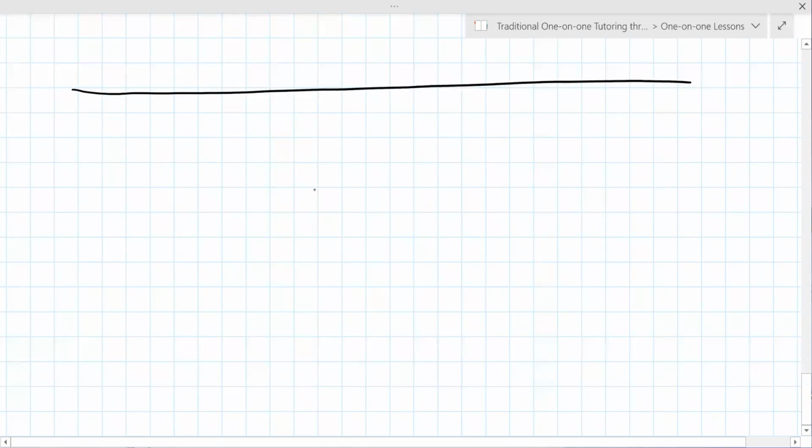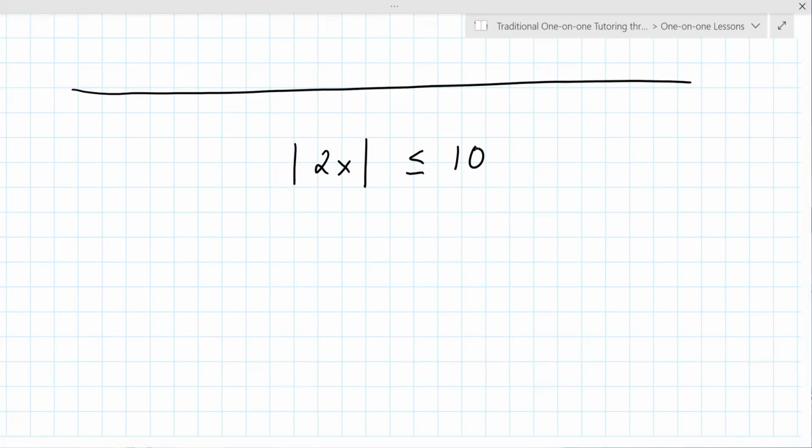All right. I want you to try a new problem here. Absolute value of 2x less than or equal to 10. So I want you to try working this one out on your own, please. Okay.